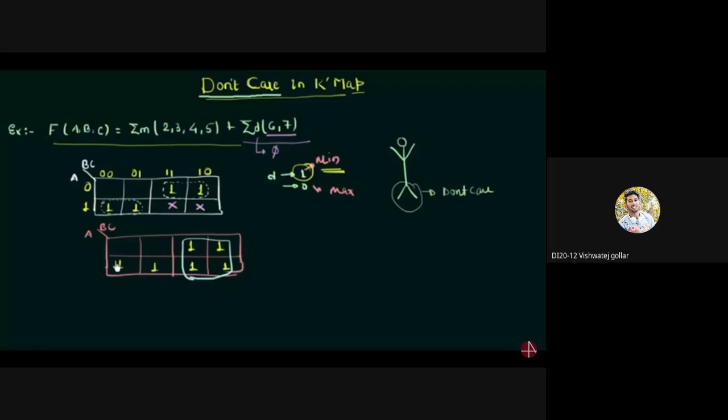Similarly, I am not going to combine these two ones this way, but I will do it in this way. So instead of having the two pairs, I'm having the two quads. This is your quad 1, this is your quad 2. And as I have told you, when you do the pairing, when you have a group of two ones, you eliminate one variable. When you have a group of four ones, you eliminate two variables, and so on.